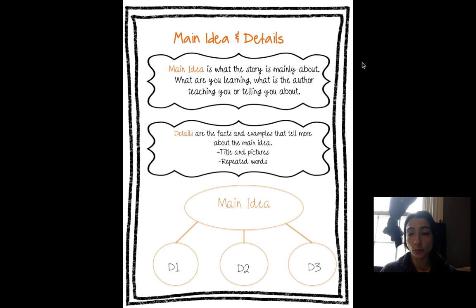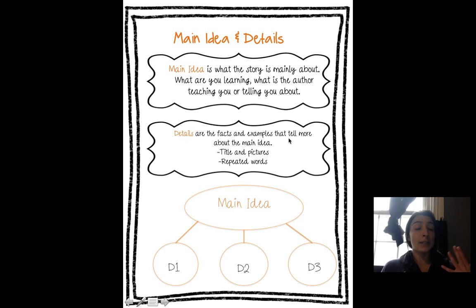The story that you're going to be reading is a nonfiction text. It's going to be real, it's going to have true information. So, what is the main idea of that text you're reading? Then you're going to have to find three details, three things in the text that help you identify the main idea. It could be a caption of a picture, something the author says, a fact, or the title. Details are facts and examples that tell more about the main idea.